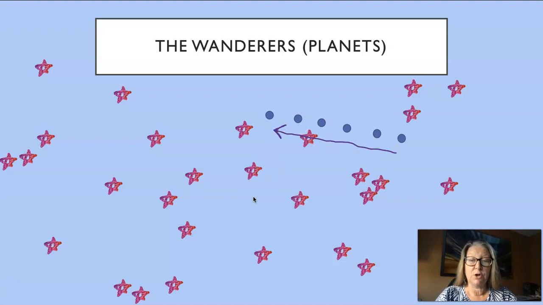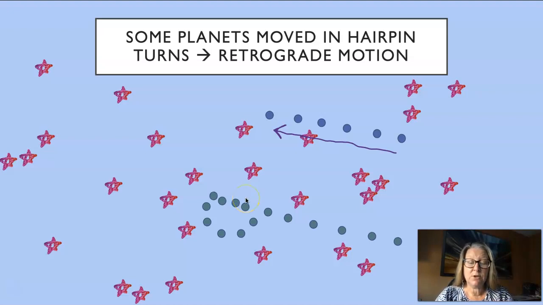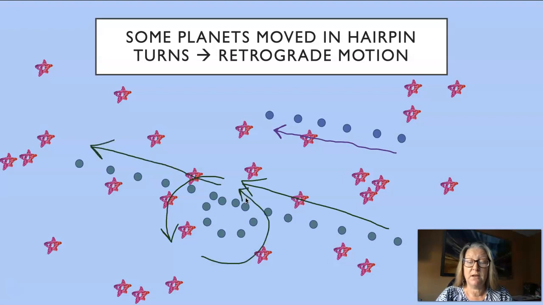Now, they also noticed that sometimes these wanderers didn't move in a straight line, but made what I call a hairpin turn. And if you look at the planet below, you'll see what I mean. It slows down and it makes a little turn. And this is known as retrograde motion. Here I show with arrows the kind of motion that was made.